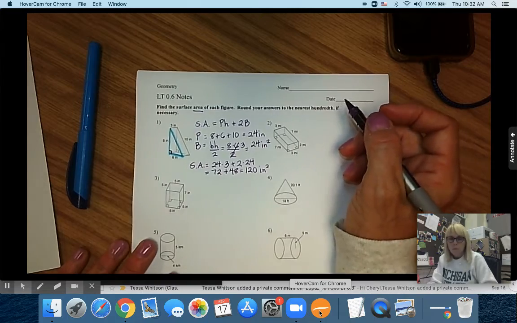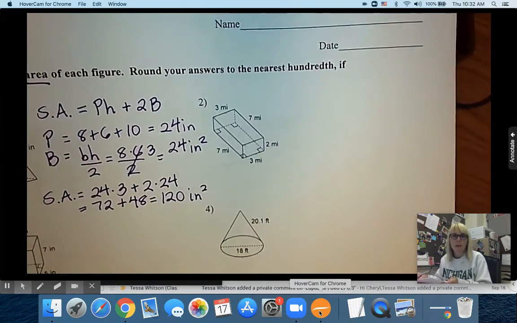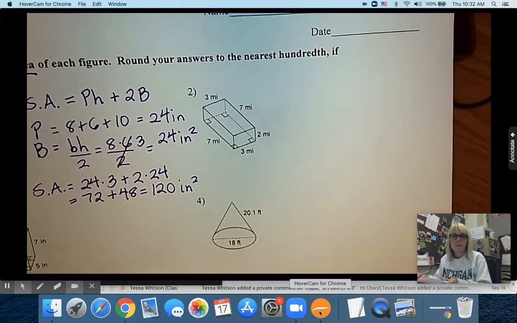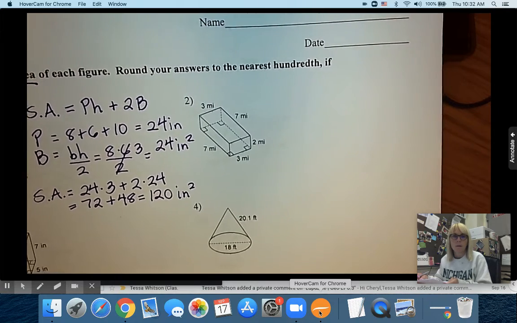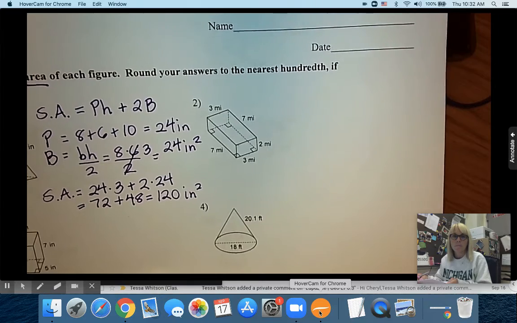All right, let's look at number 2. First thing, again, what you have to do is identify which solid we have. So I'm going to pause the video and have you identify if this is a prism, and if so, what type, pyramid, if so, what type, or cone, sphere, or cylinder.